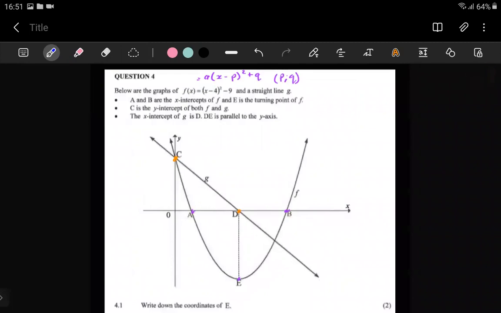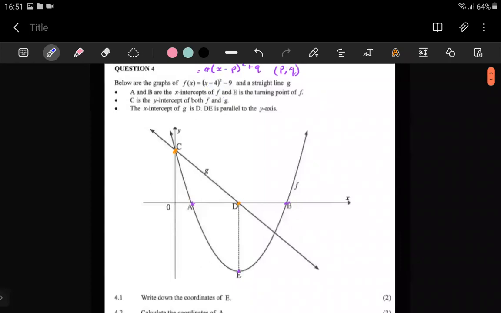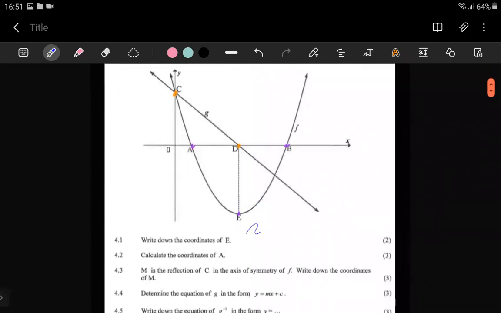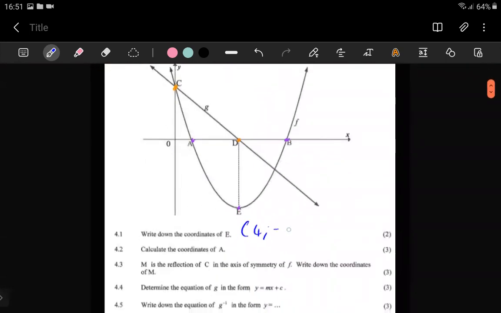Doesn't it have to do with your -4 and -9? Yes, it does. Okay, so then wouldn't it be 4 coordinate -9? Yes, 100%. Because with the turning point, whatever this is for X, we take the opposite. So because it's a -4 there, we have to put a 4 here. But then for the Y value, we take it as it is. If it's a -9 there, we put a -9 there. So that's what E is, because E is specifically the turning point.